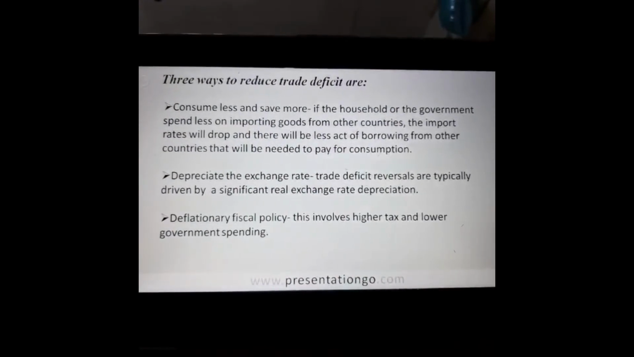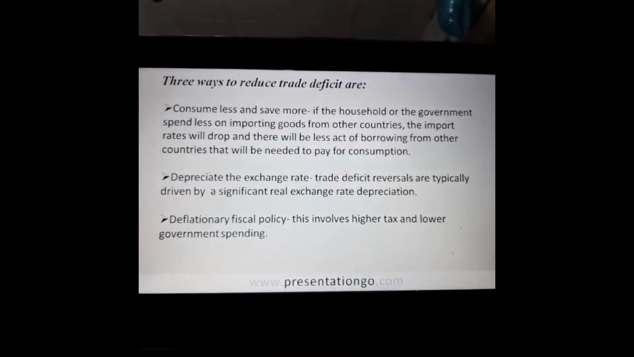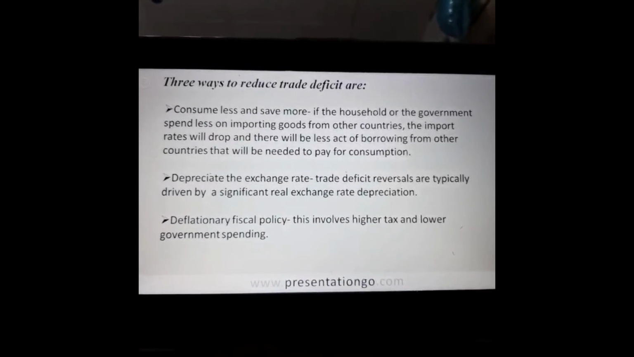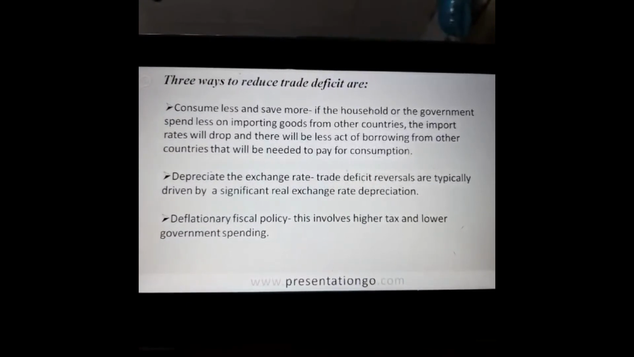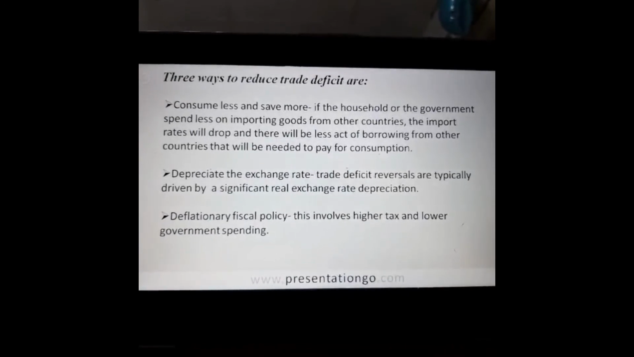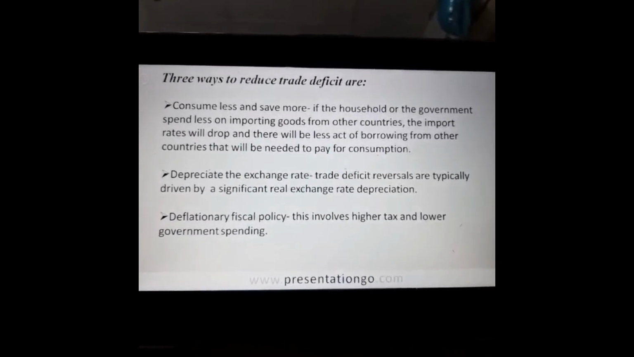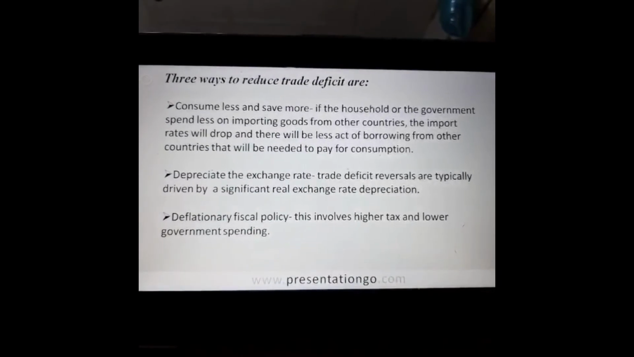There are three ways to reduce the trade deficit. The first one is to consume less and save more. If householders or the government spend less when importing goods from other countries, the import rate will drop and there will be less borrowing from other countries needed to pay for consumption.